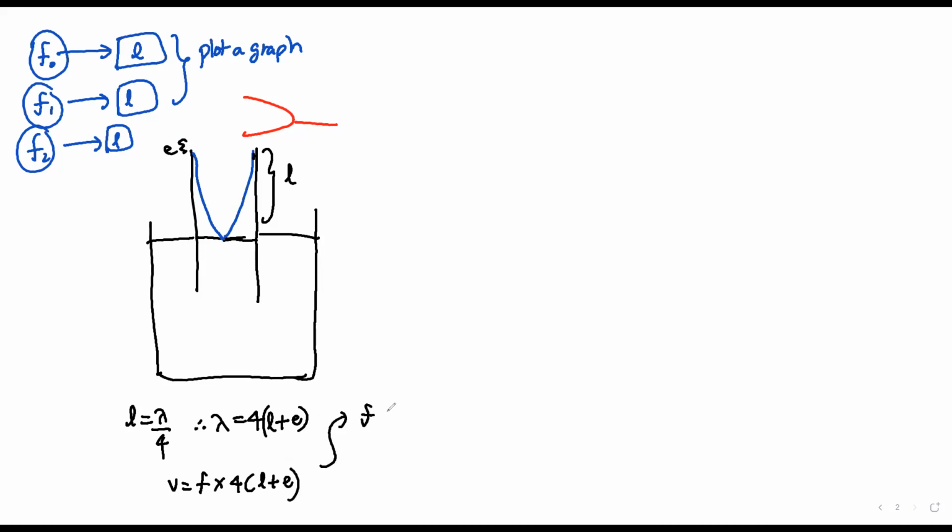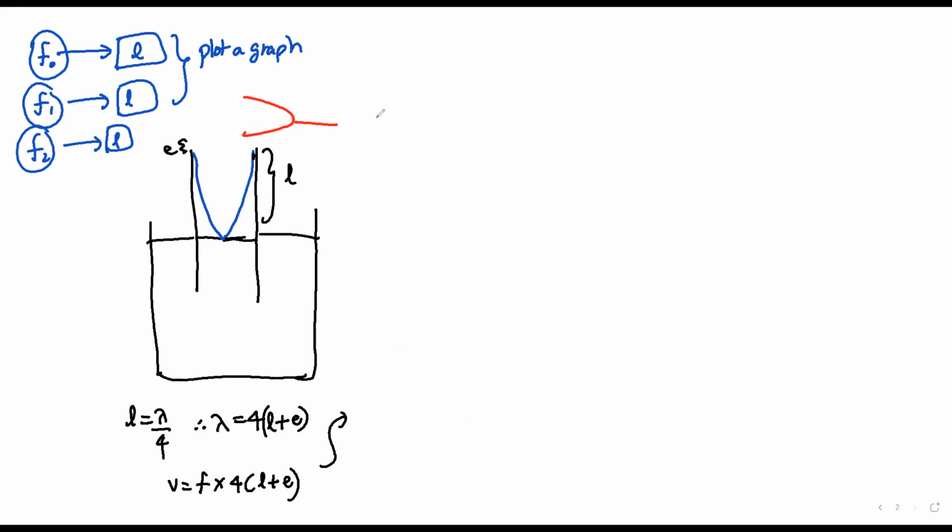So F is equal to V over 4 times L plus E. We can say like this. F is equal to V over 4 times L plus E. Okay. That is correct. The expression for frequency is totally correct.